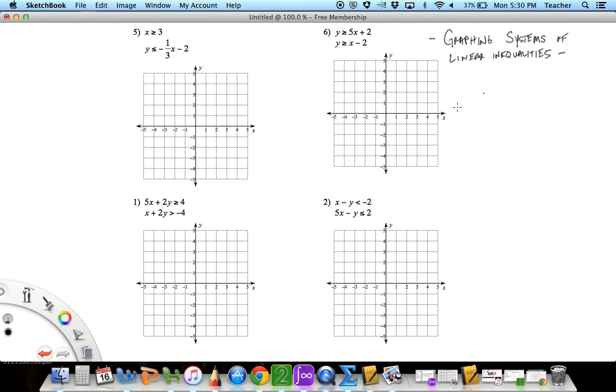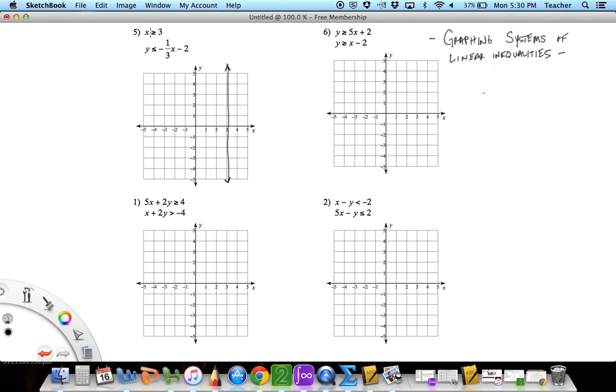So what we're going to do is look at finding the space where these two shaded areas overlap. I'm going to start with this one, number 5 here, and my equation is simply x is greater than or equal to 3. Because it's just x is greater than or equal to 3, it's going to be a solid line at 3. The reason it's a solid line is because it is equal to, meaning solutions do exist on this line, and it's a vertical line straight up and down because the slope is undefined.